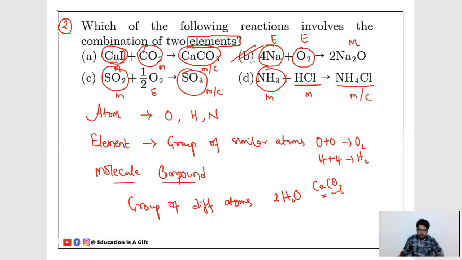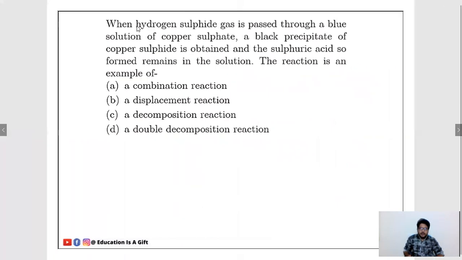Next, third question. When hydrogen sulfide gas is passed through a blue solution of copper sulfate, a black precipitate of copper sulfide is obtained and the sulfuric acid so formed remains in the solution. The reaction is an example of.